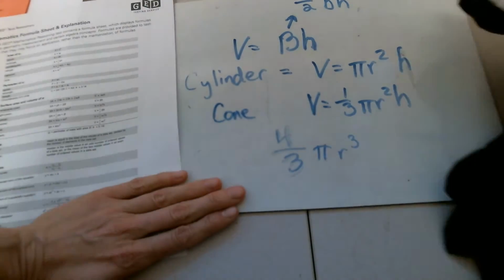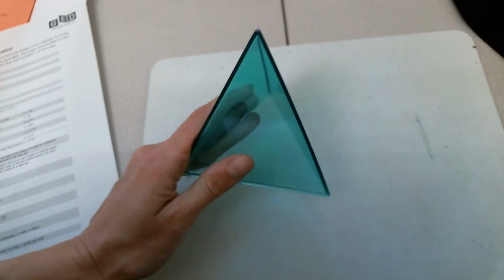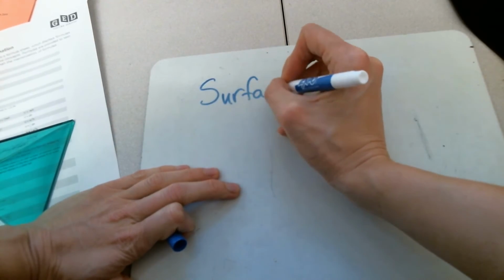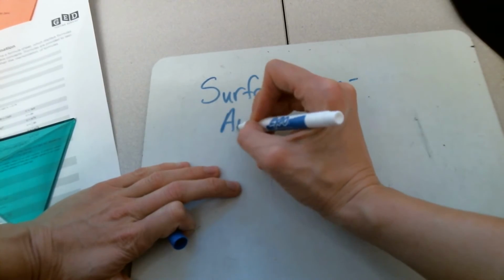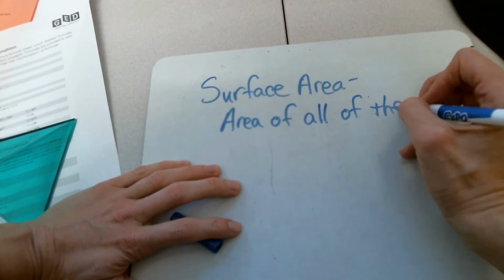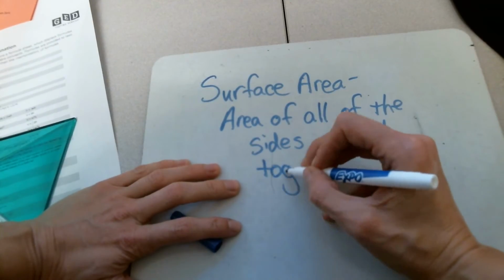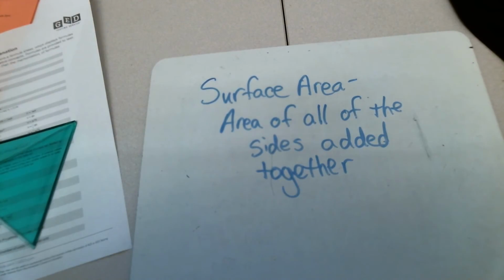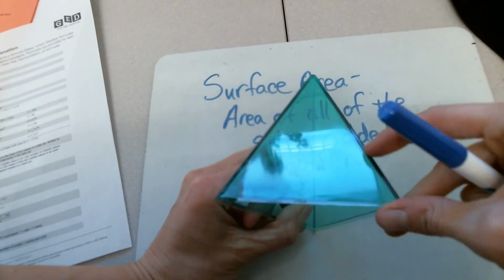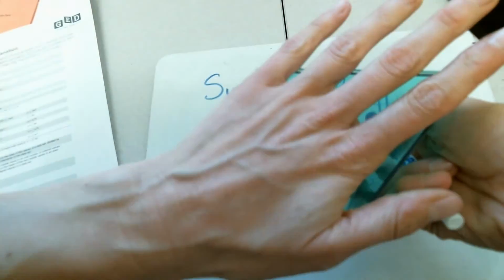The next thing we're going to look at is surface area. So basically, surface area is if I had to paint the outside of a figure, how much would it be? So basically, surface area is the area of all of the sides added together. So for this one, you would find the area of the triangle on one side, the area of the triangle on the other side, and then the bottom. We do have formulas for these things from this formula sheet.